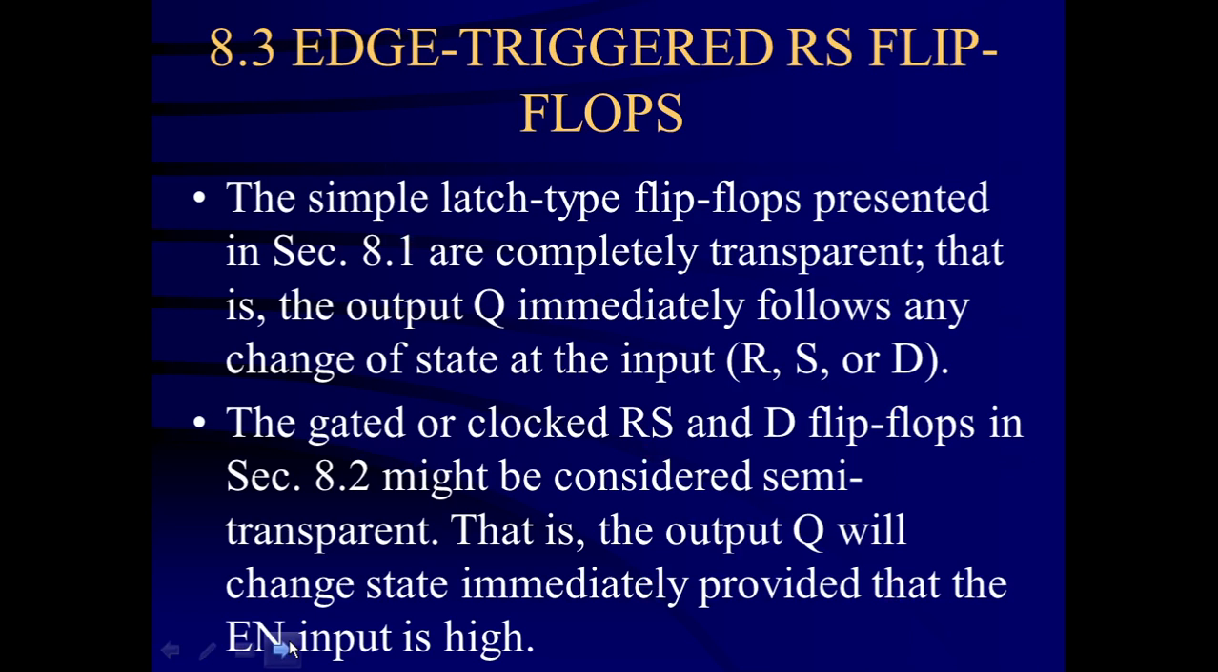Here, the problem is that this flip-flop is always transparent. As long as the input is changing, the output is also going to respond accordingly. And that's why it is called a transparent flip-flop. The output Q will change state immediately, provided that the enable input is high. This is called a gated or clock RS flip-flop.